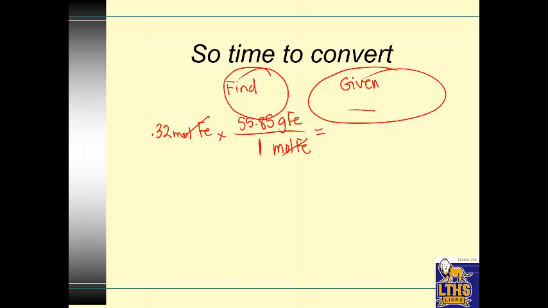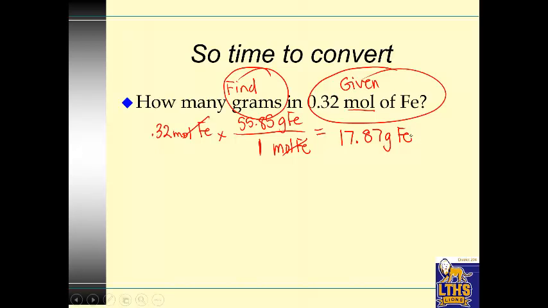And then when you do 0.32 times 55.85, you find out that this is 17.87 grams of iron. Notice what I did. I canceled out the moles of iron, and I turned it into grams of iron. And so that's how much about a third of a mole would weigh.